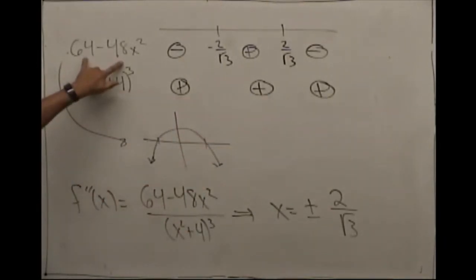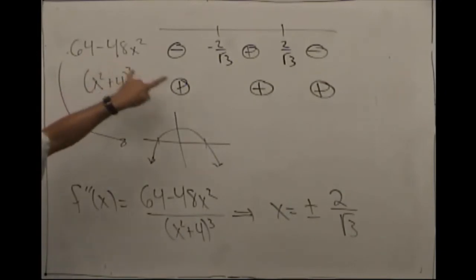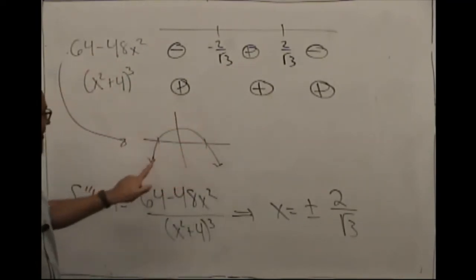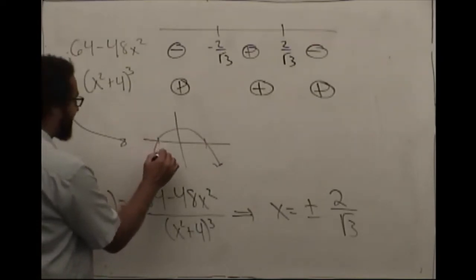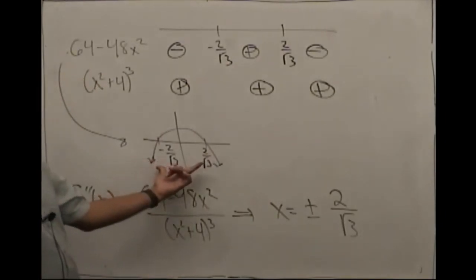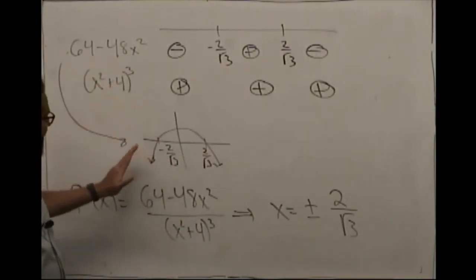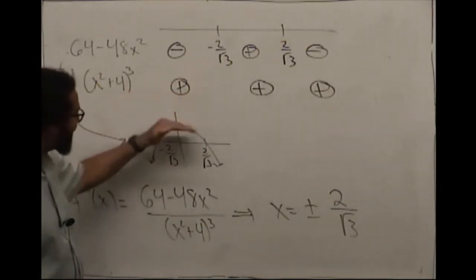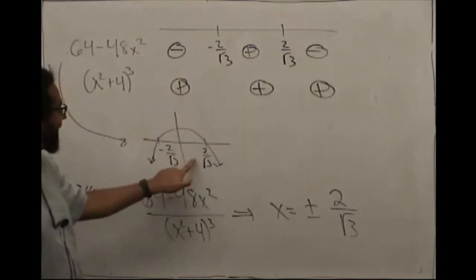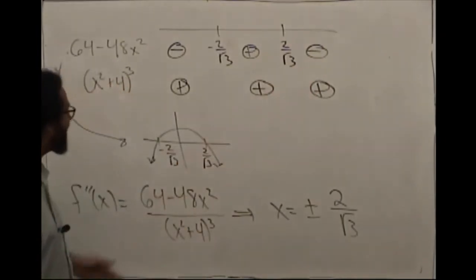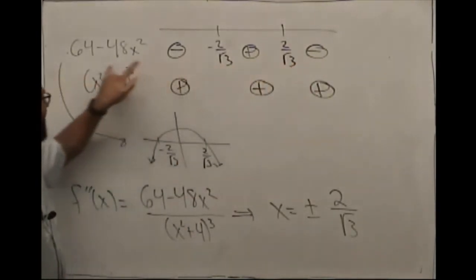Now, what about 64 minus 48x squared? We know these are the roots of this parabola, and we know that this parabola is upside down. So here's a picture of this parabola, right? So here's negative 2 over square root 3 and 2 over square root 3. So what do the signs look like here for this part of the function? Well, it goes from negative, and then after negative 2 over square root 3, now the thing is positive, and then to the right of 2 over square root 3, the thing is negative. So these are going to be the signs for this piece.